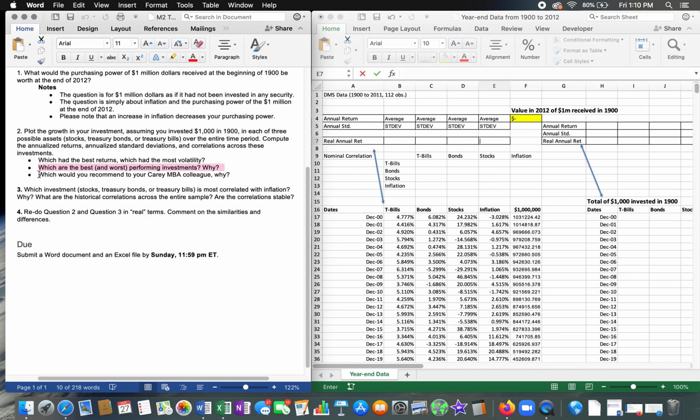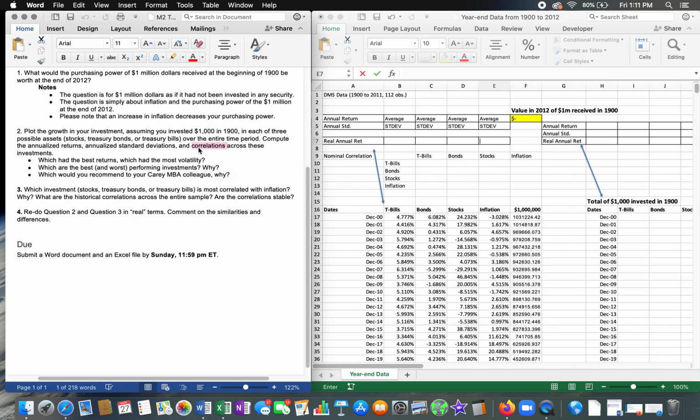What would you recommend to your Carey MBA colleague? So this one, you guys should provide a little bit of background on your Carey MBA colleague, such as what is his or her risk tolerance and how long is their investment horizon. And then which investments would you choose? All right, so that's that part.